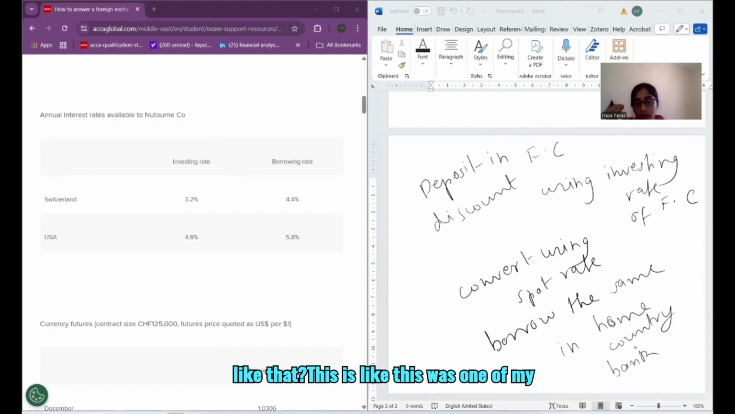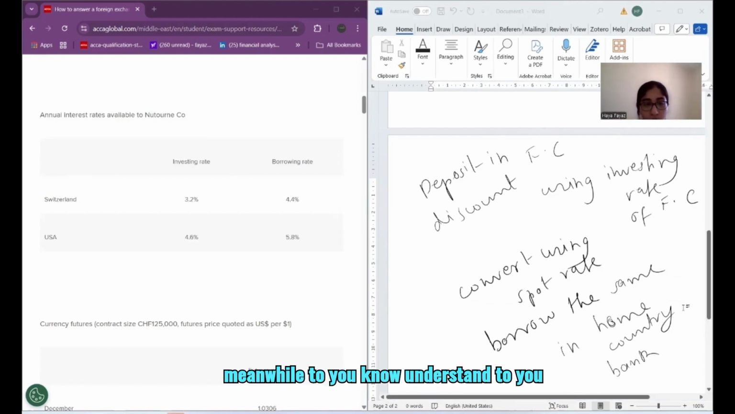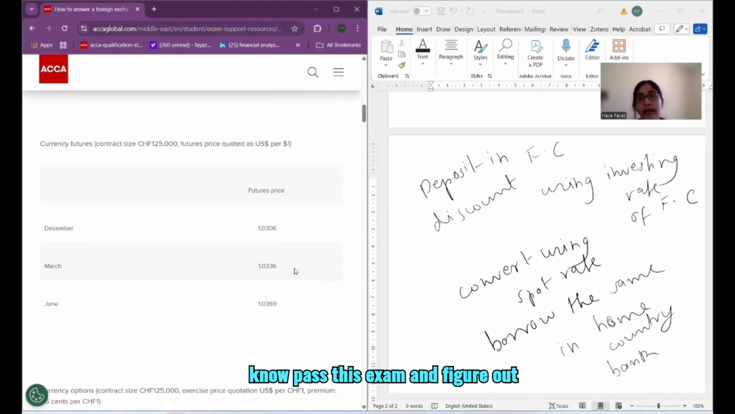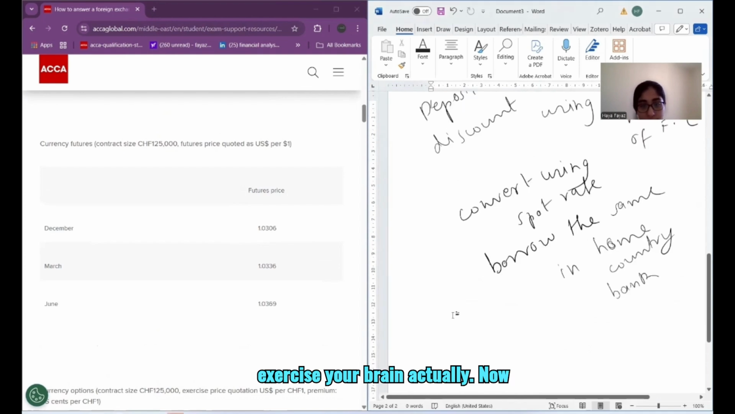This was one of my premium techniques when I used to study for this exam, and even for my other exams, I used to question myself in different ways. What if it would be asked this way? What if that question had been asked here? So this is one smart trick that I am giving you to pass this exam, figure out further about this exam, and exercise your brain.